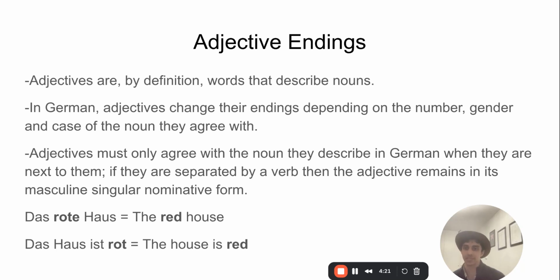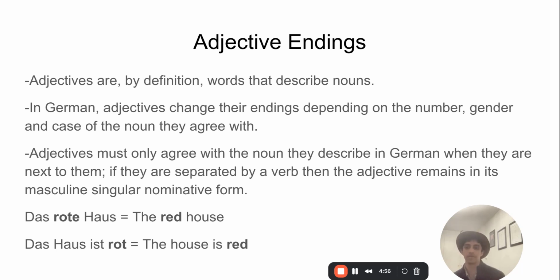And there is a crucial exception, which it's very important to remember. This is something that's often forgotten, actually, in German. And that is that adjectives only have to agree with the noun that they describe in German when they are next to them. In other words, if they're separated by a verb, then the adjective just remains in its masculine singular nominative form. Its most neutral or most common form, which is the form that you'd find when you're generally learning that adjective, and in the dictionary, for example, too.